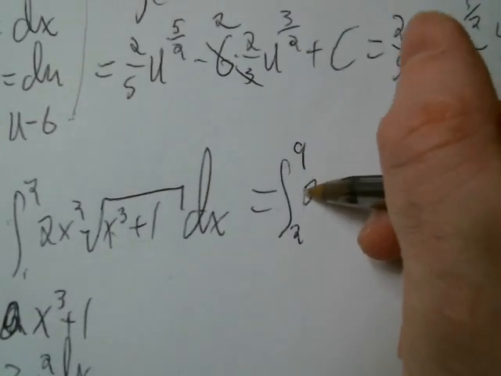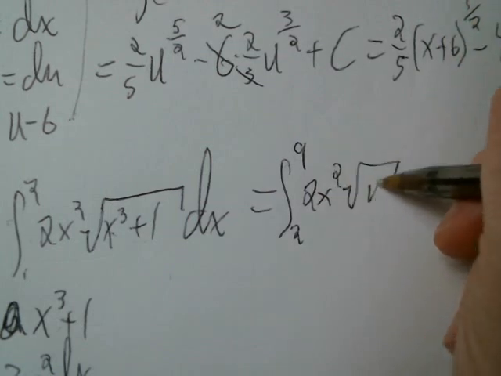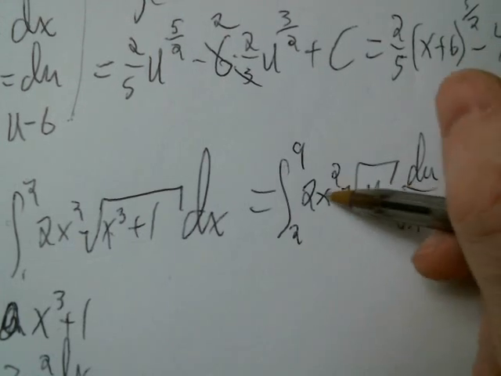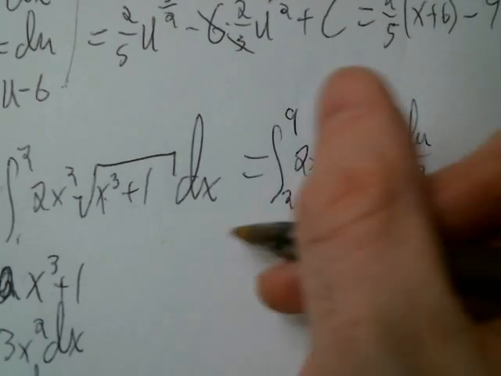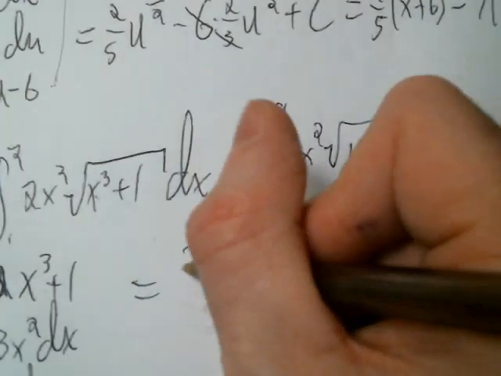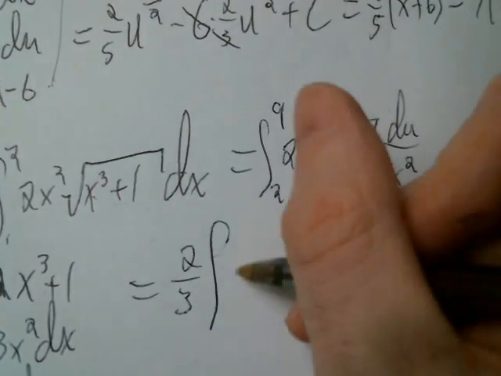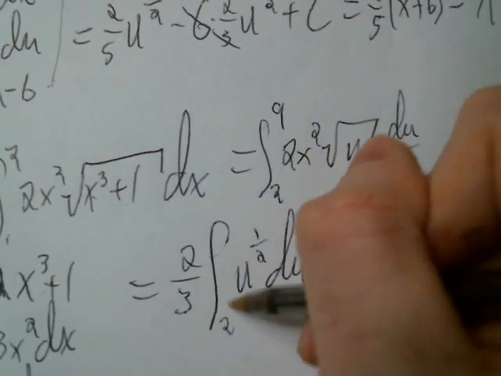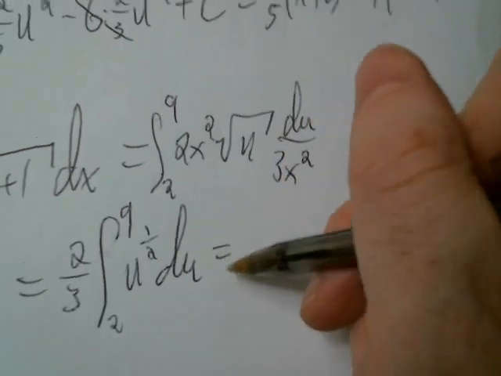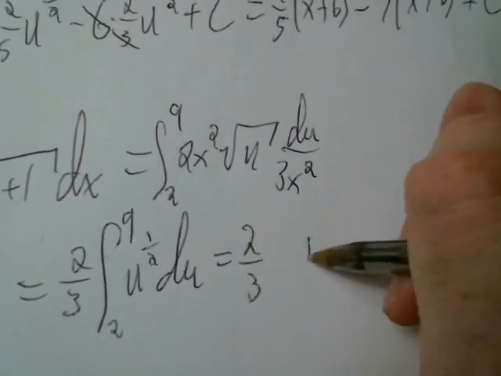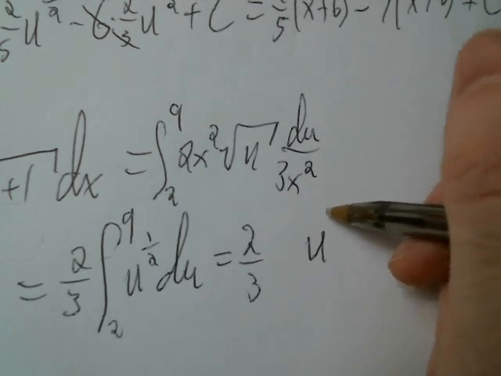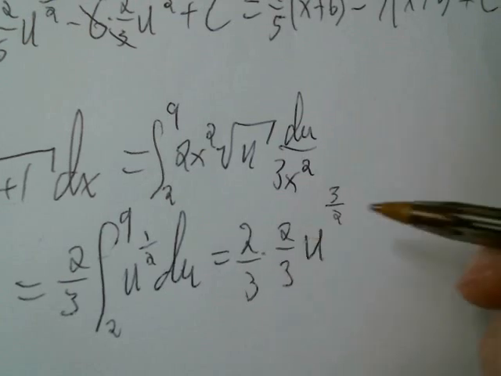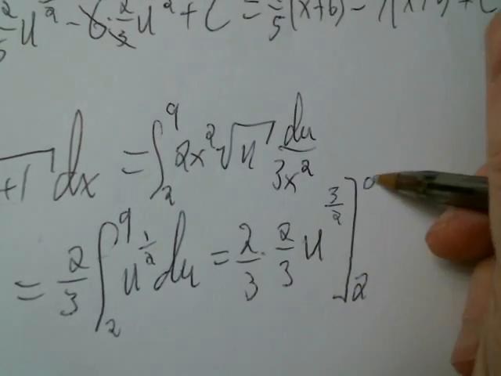So I'll have 2x squared times the square root of u times dx, which is now du over 3x squared. All the x squareds cancel out, and you're left with, you could pull out the constant factor of 2/3, the integral of the square root of u, which is the same as u to the 1/2 du from 2 to 9. And then we can integrate. So power rule: u to the 1/2 plus 1 is u to the 1/2 plus 2/2, which is u to the 3/2, times 2/3 in the front. And we evaluate from 2 to 9.